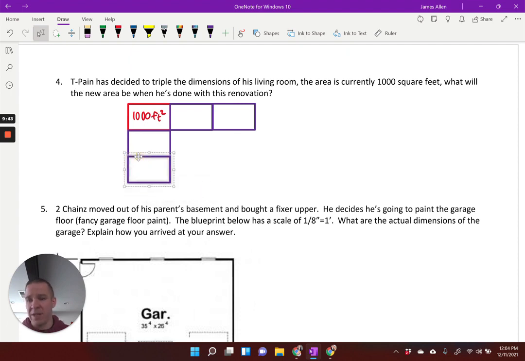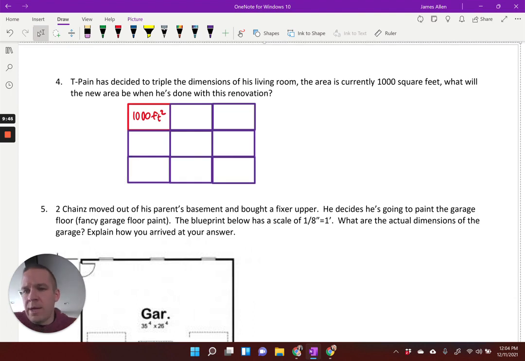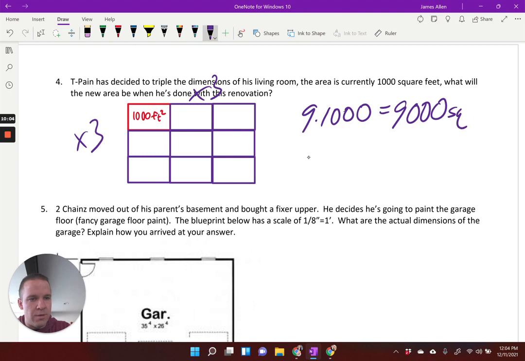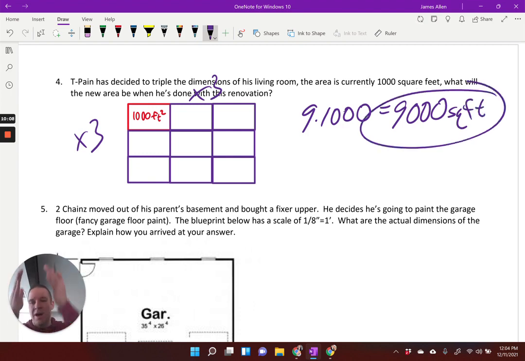Now, I got to fill everything else in. All right. So there we are. We went 3 in this direction and 3 in that direction, right? So what will the new area be? Well, I got 9 of these things, right? So I have 9 times 1,000 is going to be 9,000 square feet. Common mistake is just tripling it to 3,000. But then you got the other dimension, and you got those extra ones inside there.